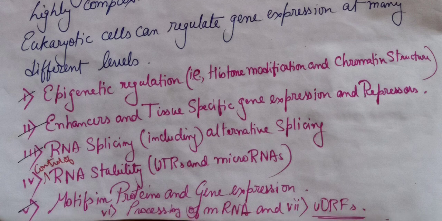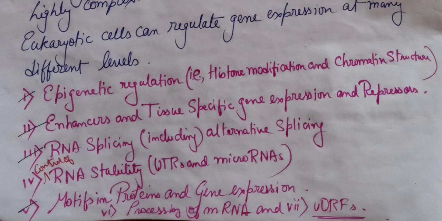But due to some modifications, if that nucleosome uncoils, DNA gets uncoiled, then what happens? Then that region will be available for the transcription machinery to access and carry out transcription. So expression of the genes occurs. So this is the first level of expression, epigenetic regulation, which is your histone modification and chromatin structure.